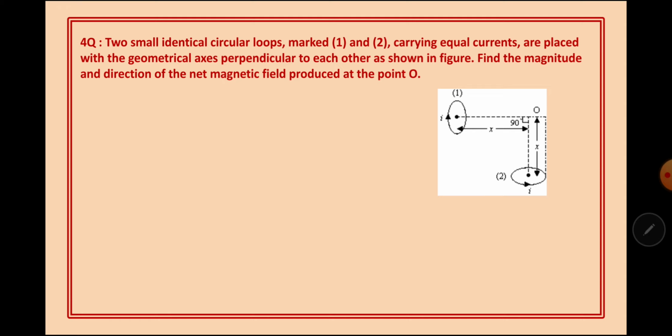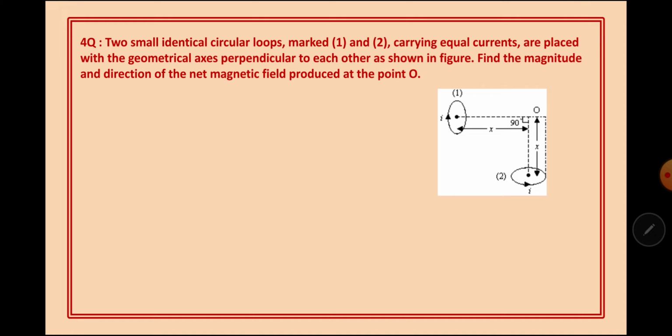This point is actually lying on the axis of the circular loop. Therefore, we cannot use the first formula of magnetic field, that was for the center of the circular loop. Instead, we have to use the second formula. So we'll make use of the second formula.